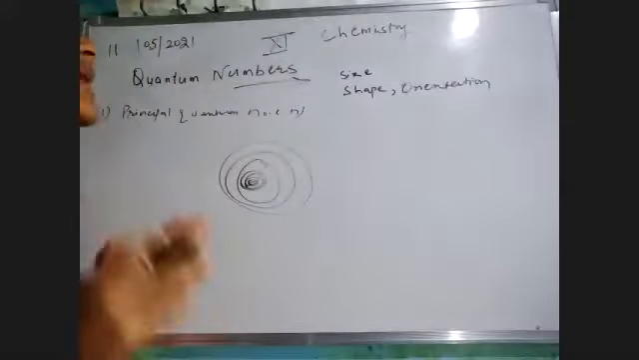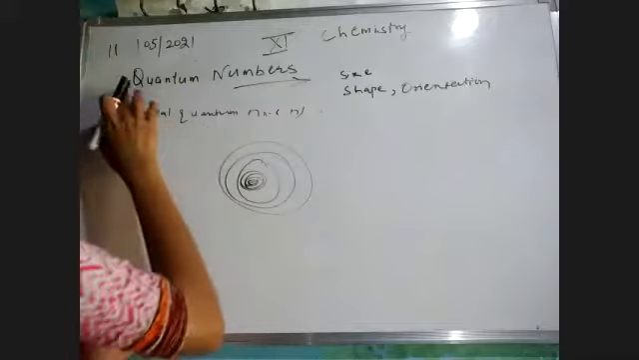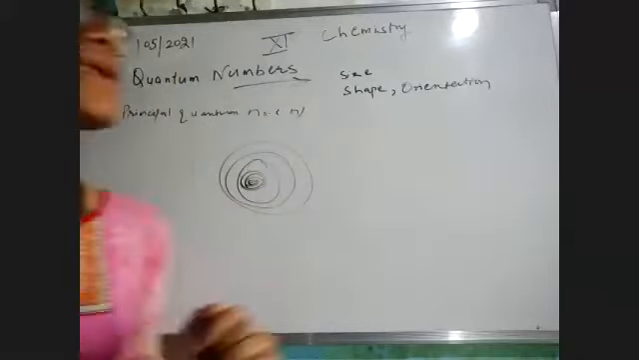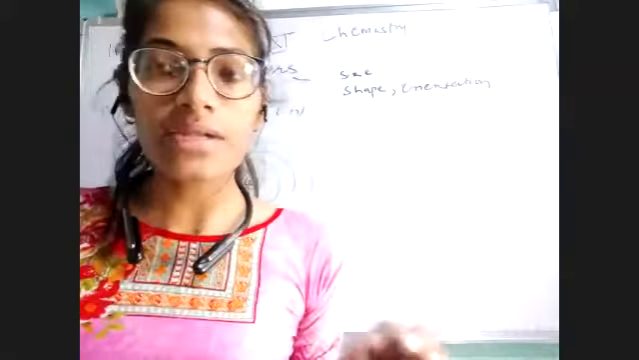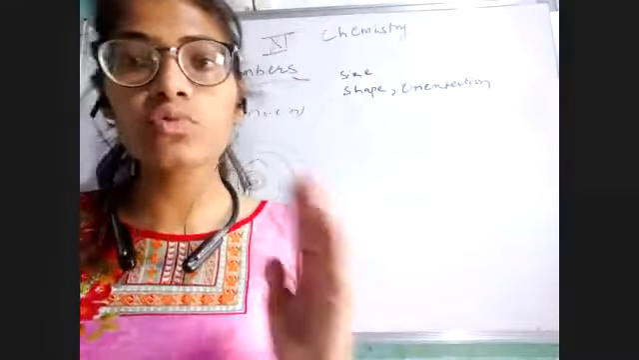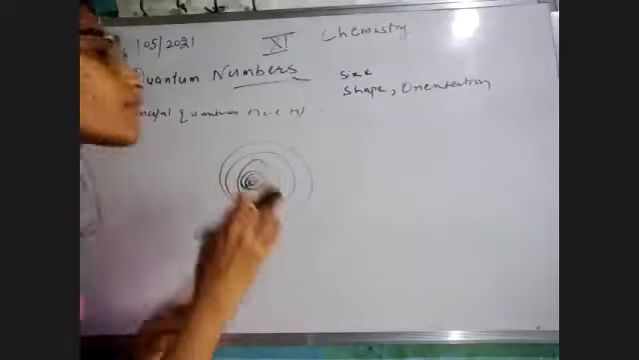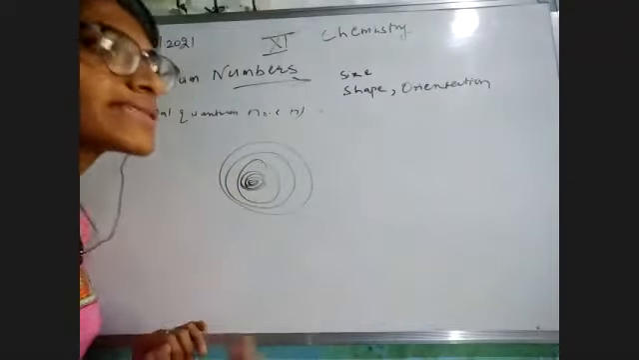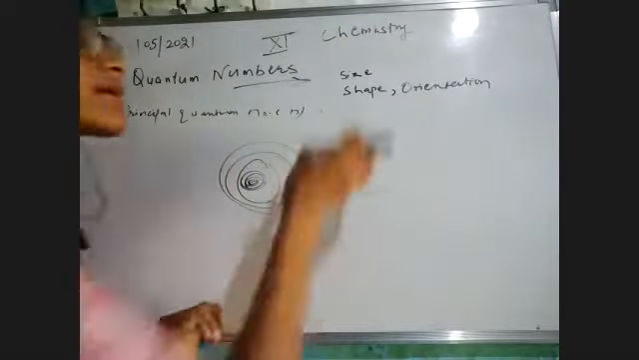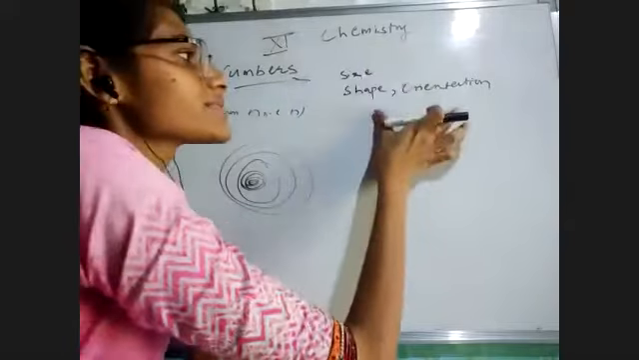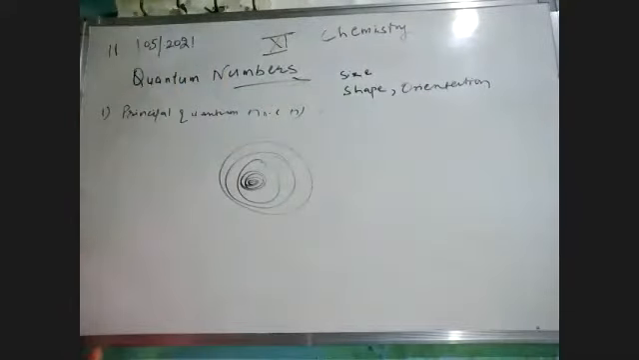In today's topic, I'm going to take you through a particular topic known as quantum numbers. What are quantum numbers and why do we need to study them? Let's start. We know very well that the orbits moving around the nucleus are based on the size as well as the shape and the orientation.